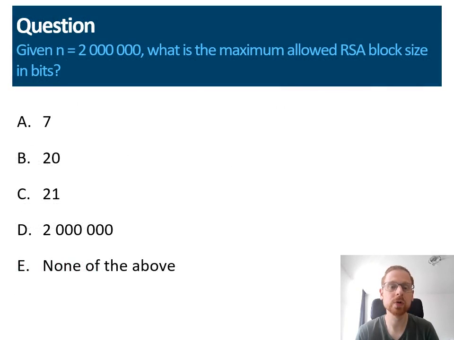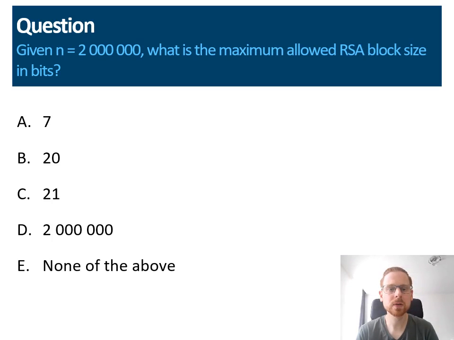And I have a question for you related to RSA. Given a value of n equal to 2 million, what is the maximum allowed block size in bits? Is it A, 7 bits, B, 20 bits, C, 21 bits, D, 2 million bits, or E, none of the above? If you need some time to think about it, feel free to pause the video.